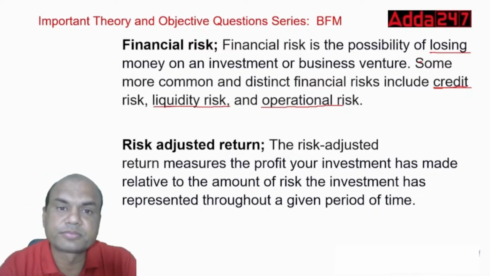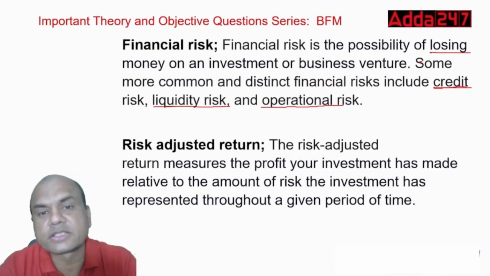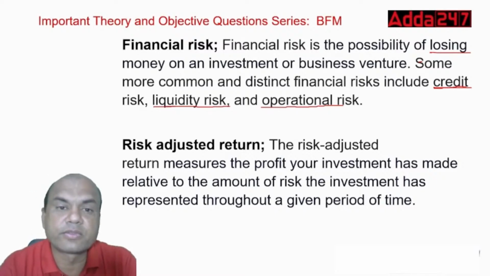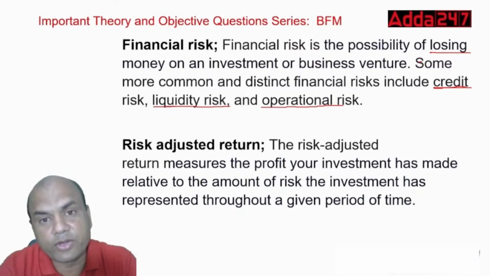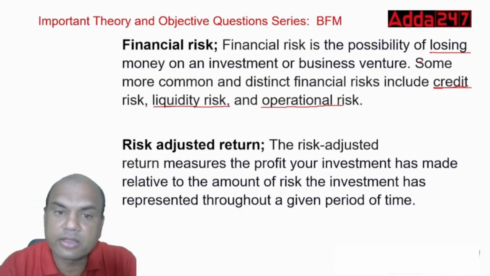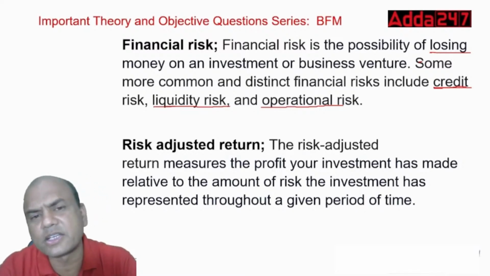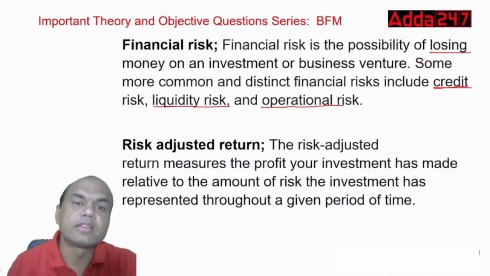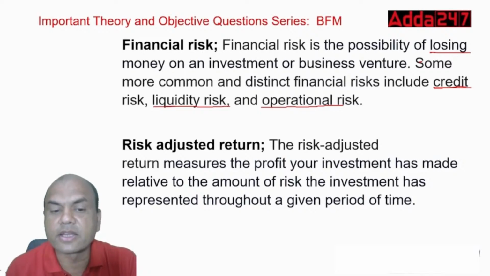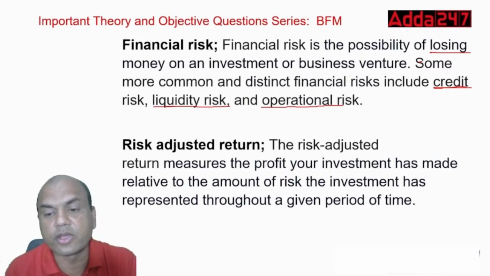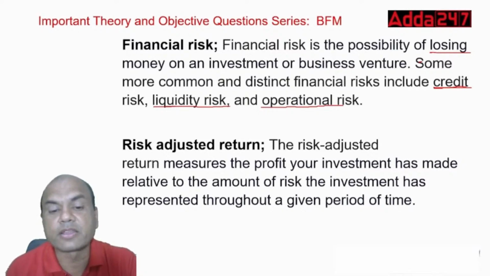What do you say? Type fast in the comment section. Which one of the investments will carry higher risk? Investment in FD of the bank or investment in mutual fund? Obviously, isn't it mutual fund? So that's why the returns from those mutual funds are called risk adjusted returns. The risk adjusted return measures the profits your investment has made relative to the amount of risk the investment has represented throughout the given period of time.